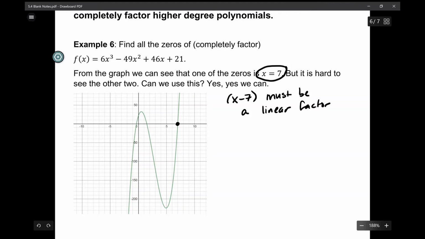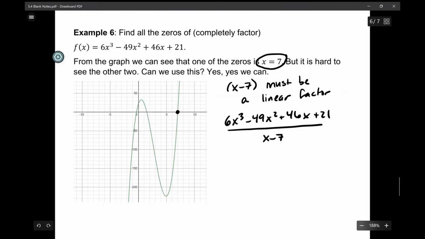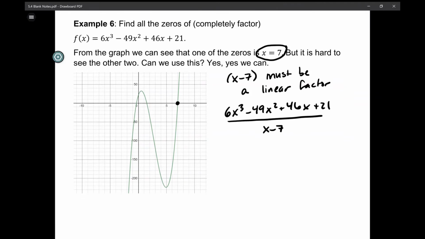If 7 is a 0, then x minus 7 must be a linear factor, and we talked about that in the last video. So what we're going to do now is take 6x cubed minus 49x squared plus 46x plus 21 and divide it by x minus 7. That will give us a quadratic term, which we can factor in the normal way. So let's use synthetic division to divide these two.